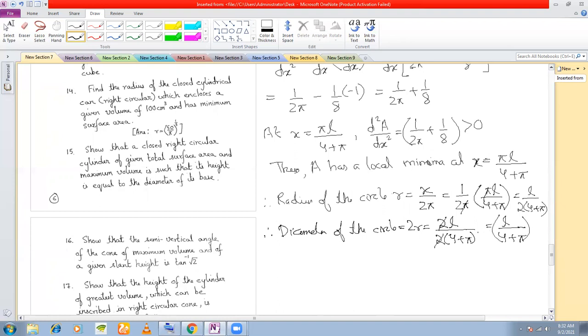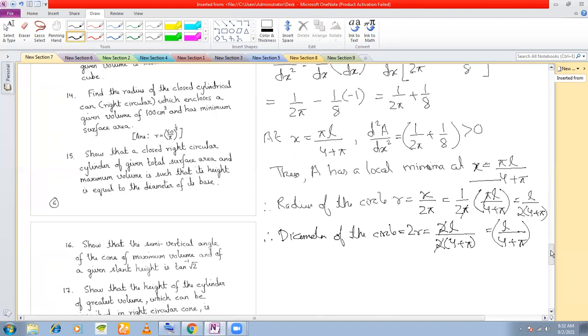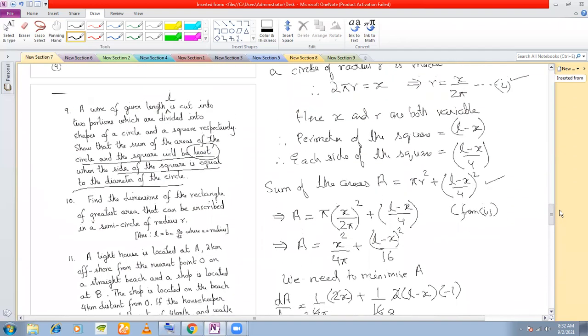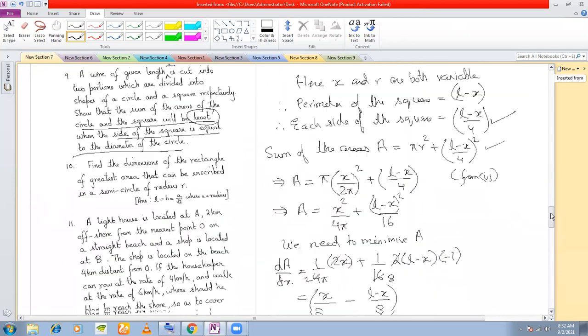You need to show that this diameter must also be equal to the radius at x equal to pi L by 4 plus pi. So we have found out the diameter. Now let's find out the side of the square. What is the side of the square? L minus x by 4.